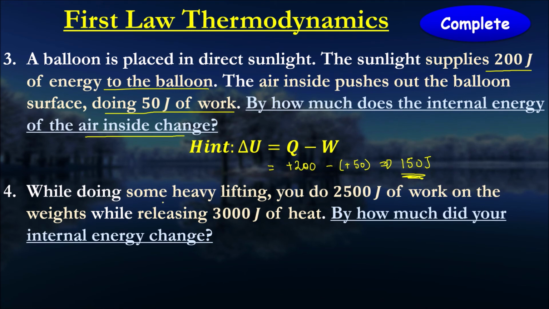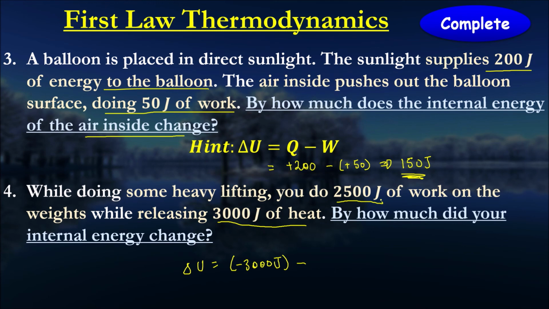Question 4: while doing some heavy lifting, you do 2,500 joules of work on the weights while releasing 3,000 joules of heat. How much did your internal energy change? So for the internal energy, you released 3,000 joules, so you are 3,000 joules less than before. You are doing 2,500 joules of work on the weight.